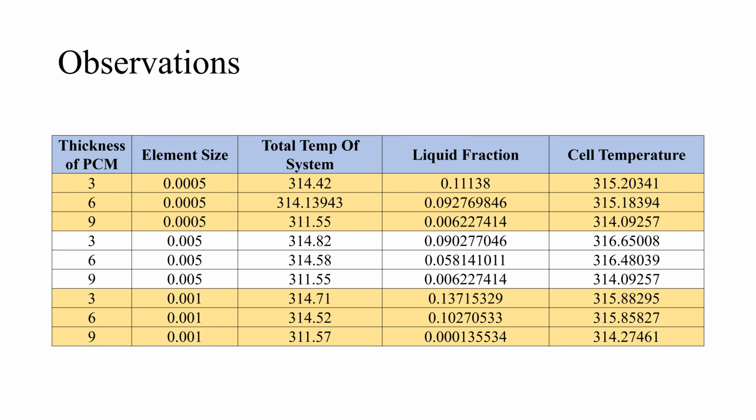So these are the observations during the CFD simulation. We are done with the different element sizes, and we are done with the different thicknesses of the PCM. Accordingly, we have calculated the total temperature of the system with the help of the CFD simulation, as well as the liquid fraction which is available, and the last one is the cell temperature.